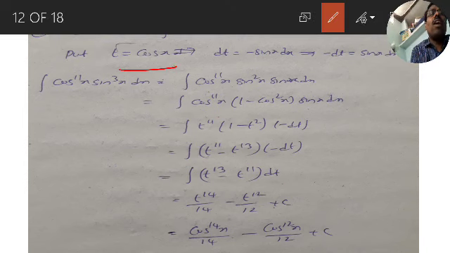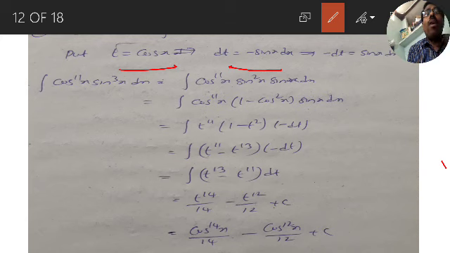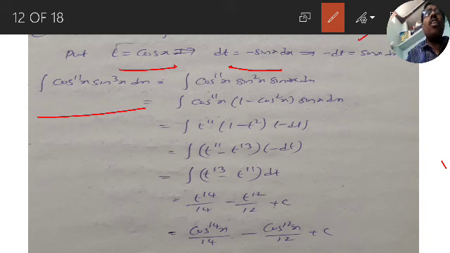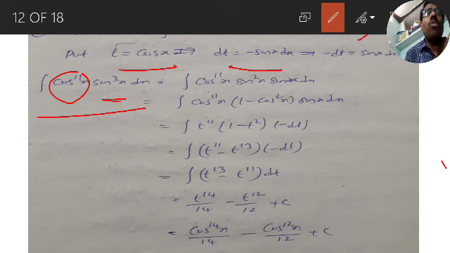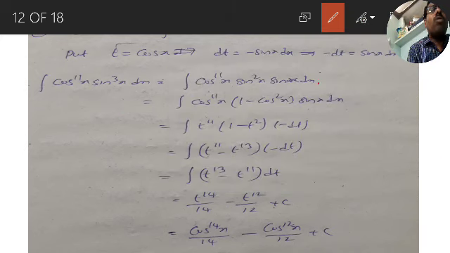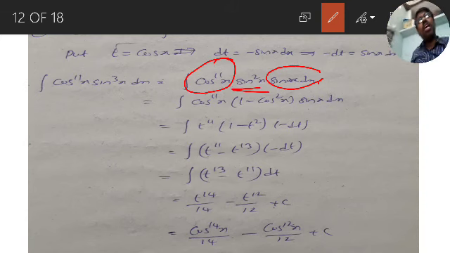Put t is equal to cos x, dt is equal to minus sin x dx, but no minus in the integration, therefore minus dt is equal to sin x dx. Now take the integration of cos power of 11x into sin power of 3x dx. In place of cos you can write t, so the problem is only with sin cube, written as sin square x into sin x. Now sin x dx is equal to minus dt and cos power of 11 is t power of 11. Only problem is with the sin square term.